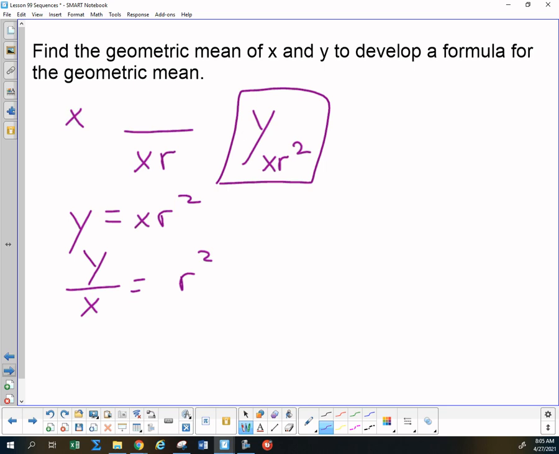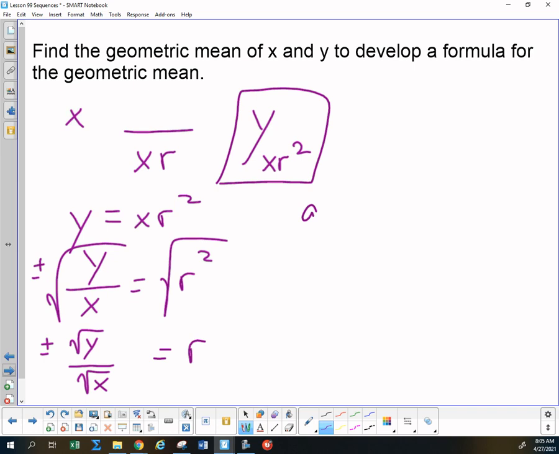So if I want just r, what do I have to do, everybody? Okay, I'm seeing a little bit of writing in the air, taking a square root, but not just taking a square root. We have to take plus or minus the square root on that. So that means r is plus or minus the square root of y over the square root of x, and I'm not going to worry about rationalizing that denominator because I'm really after a formula for the mean, not for r.